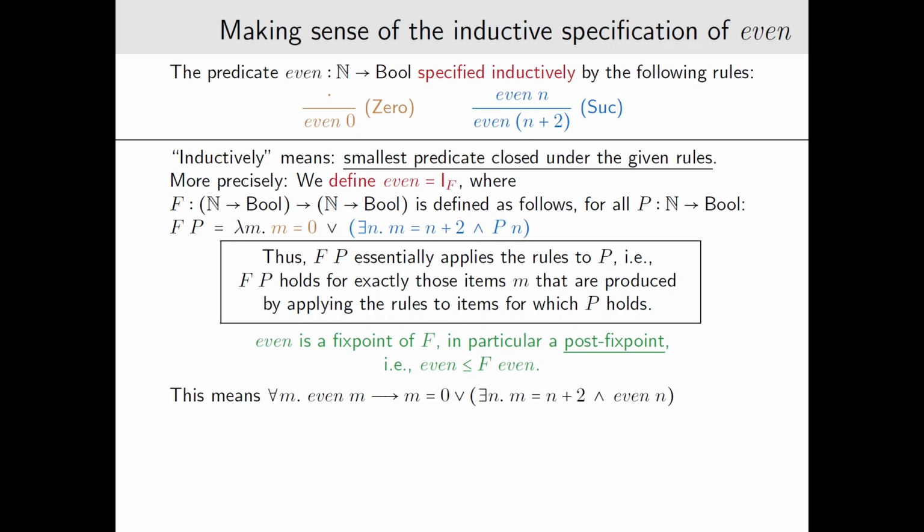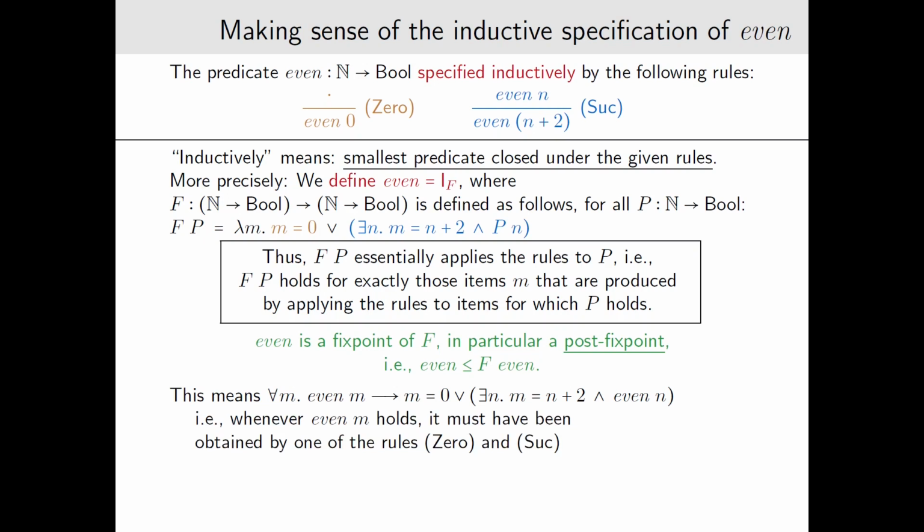What does this mean? Well, again, we are expanding this definition. So we have the reverse implication. And what we actually get is that whenever even holds, it must have been the case that one of the rules has been applied, right? So this is the postfix point condition. This is going to be crucial when we're talking about coinduction. Here it is less essential, of course very useful, but it's not a characteristic thing of even that it's a postfix point. Anyway, I'm going to talk about coinduction later. So here we have this principle that says that if we know that even holds, it must have been the case that one of the rules has been applied, either zero or successor. This is what postfix point means.